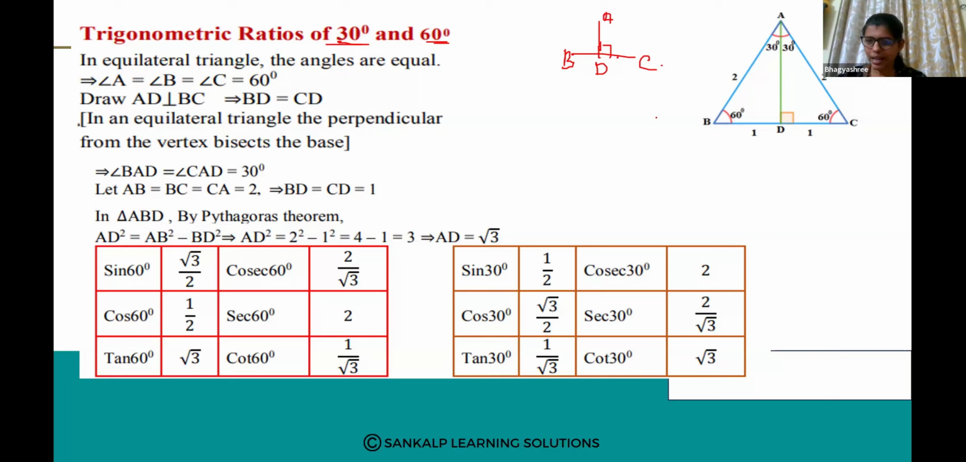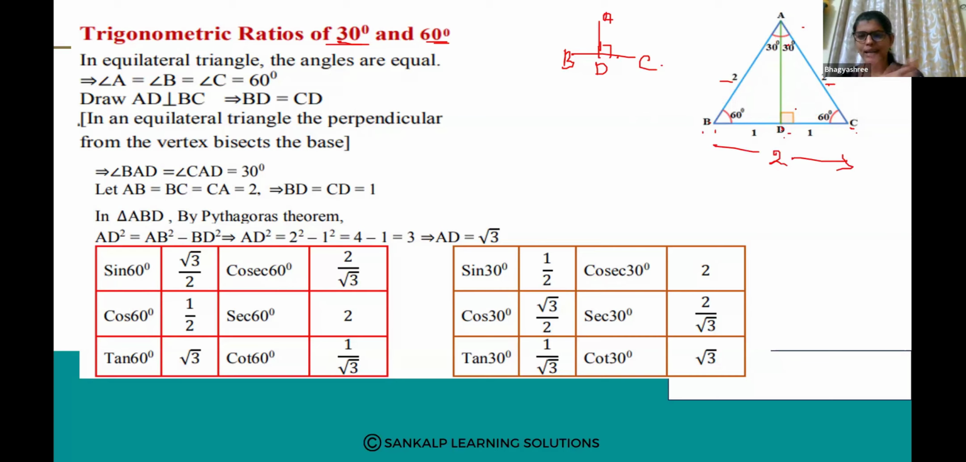So BAD, this angle is 60 degrees, so BAD is 30 degrees and CAD is 30 degrees, right? Let AB is equal to BC is equal to CA is equal to 2. We'll consider it as 2, okay? And BD is equal to CD. So BC is 2, then BD is 1 and DC is 1.